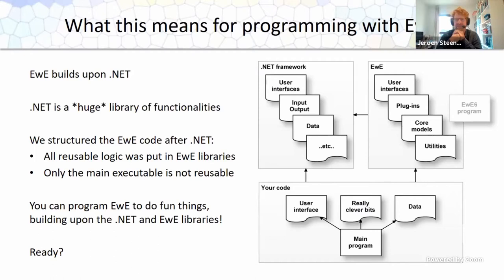The Ecopath code has something similar. We have building blocks for user interfaces, building blocks that allow you to build plugins, the core models, utilities, and there's a program that uses these building blocks that in turn use .NET. But what you can do, you can write your own code down here below where you just use .NET and use Ecopath to build your own code. And here's your really clever bits. I'm looking forward to seeing those. Basically, whatever you built in .NET can be used by other software to refine and to build upon further, which is potentially very powerful.